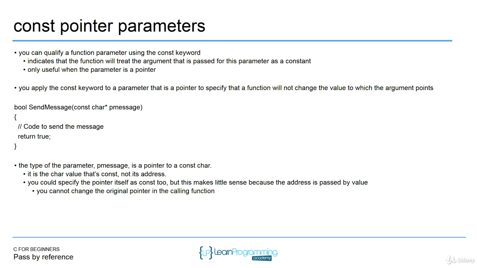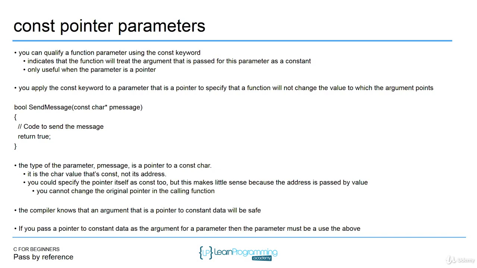The compiler knows that an argument that is a pointer to constant data will be safe, so there are advantages to this. You can't accidentally modify what the pointer is pointing to. So you might do this if you don't want the changes to be reflected outside of the function. If you pass a pointer to constant data as the argument for a parameter, then the parameter must be declared like in the above. So when you invoke the function and you pass it a constant, the function declaration also has to take a constant character pointer. Just like other pointers that are constants, the definitions have to match the prototype.